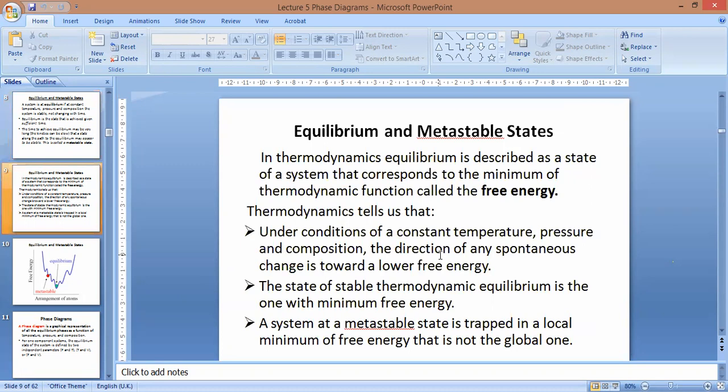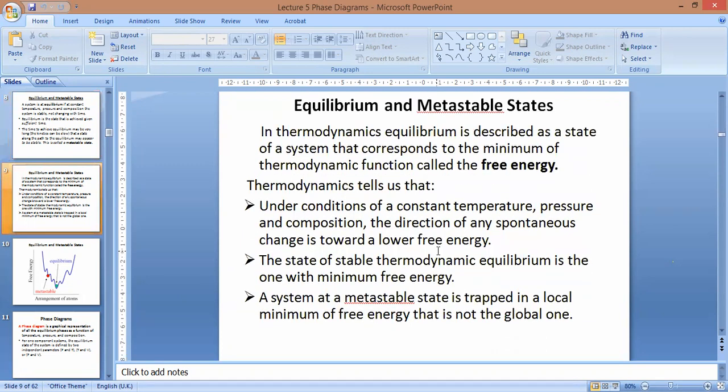So how they look on a diagram. In thermodynamics, equilibrium is described as a state of a system that corresponds to the minimum of thermodynamic function for the free energy. We looked at free energy, I think, when we were looking at atomic structures. Thermodynamics tell us the condition of a constant temperature, pressure, and composition. Under these conditions, the direction of any spontaneous change is towards a lower free energy.